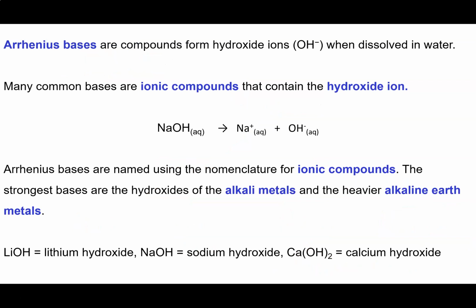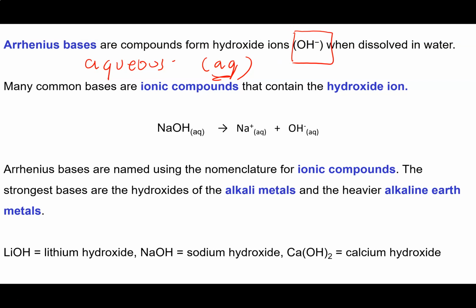So let's define what we mean by an Arrhenius base. An Arrhenius base is a compound that when you dissolve it into water to form what we call an aqueous solution, so a solution in water is referred to as being aqueous, and it's often indicated that a substance is dissolved in water by adding (aq) to the end of its formula. When these compounds are dissolved in water, they form the polyatomic hydroxide ion, OH-.